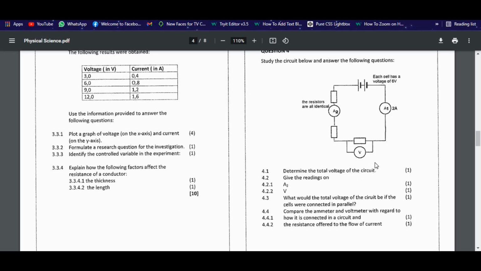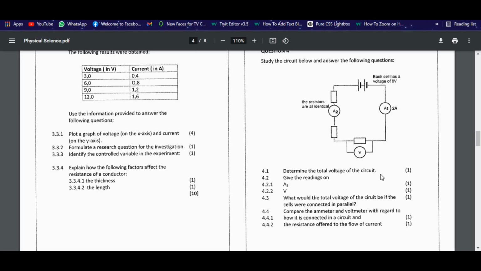4.1, determine the total voltage of the circuit. They've told you here that each cell has a voltage of 6 volts. So what's the total voltage of the circuit? If there are 2 cells and they're identical, each 6 volts, the total voltage is 12. Well done, 12 volts. If you wrote 12 without the V next to it, you would have gotten the question wrong. Don't forget your units, please.